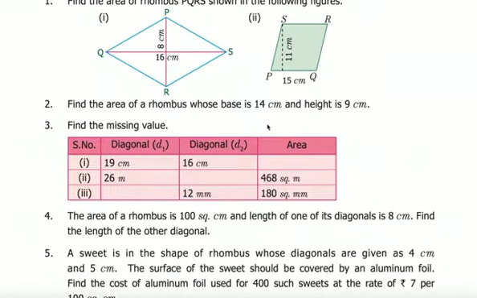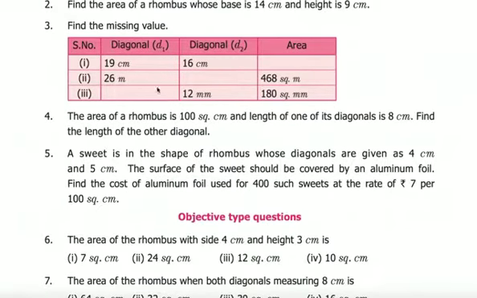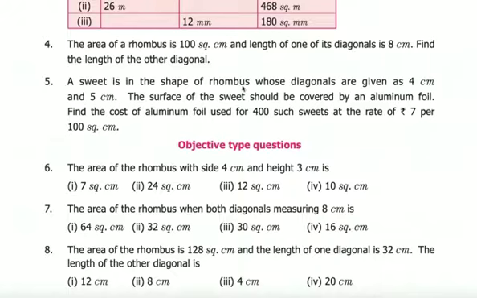Find the area of rhombus whose base is 14 cm, height is 9 cm. Multiply these two. Okay. Otherwise, reduce 9 from 140. How much will it be? 131. No. 140. Reduce 14 from 140. Okay. How much? 126. That is the answer. Okay. 126 cm square. Find the missing value. Yeah, these things you can do. This also you can do.